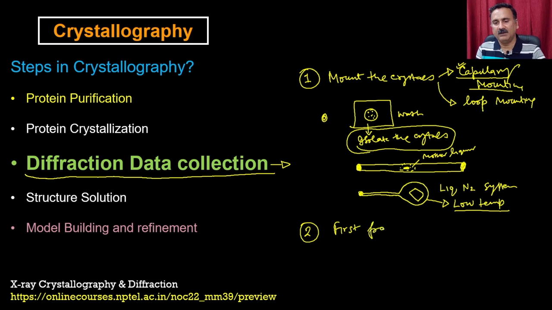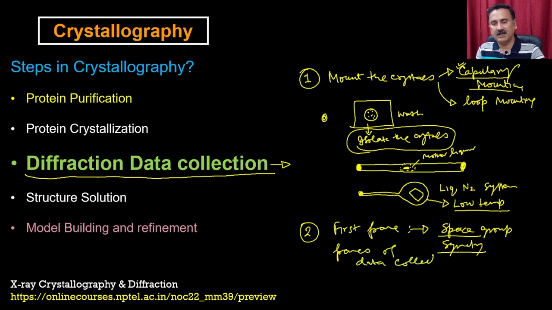In step two, you collect the first frame. Once you collect the first frame, it allows you to calculate the space group and the symmetry. Once you calculate the symmetry and the space group, it tells you how many frames of data you are supposed to collect. If the crystal has two-fold, three-fold or four-fold symmetry, I can collect the data accordingly.